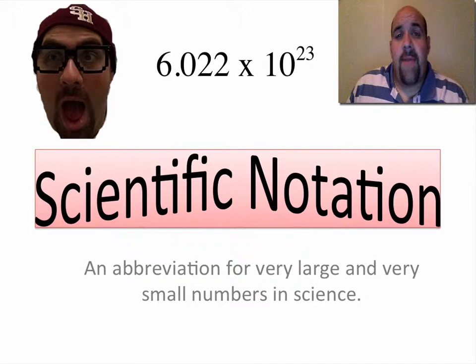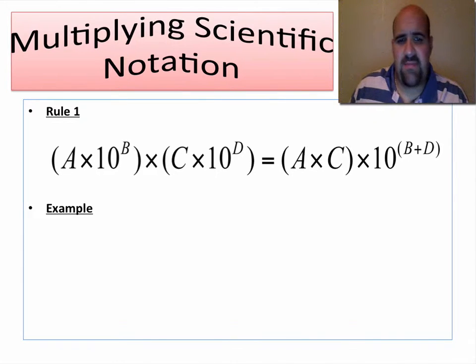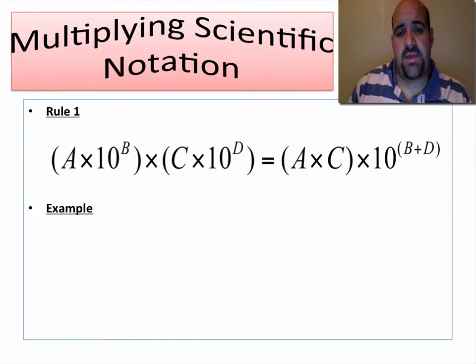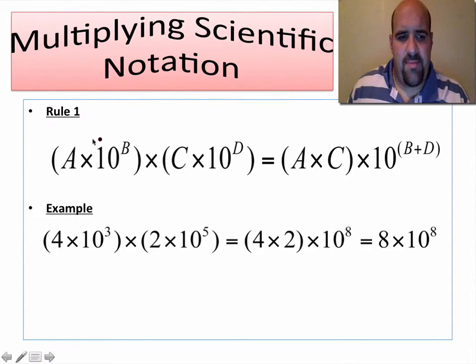Today we're going to learn how to multiply and divide numbers written in scientific notation. This rule looks really complicated, but it's not. A times 10 to the b and so forth. So we're going to look at what this means with an example. This is the generic form of the rule for the math types. But let's take a look at this example down here.